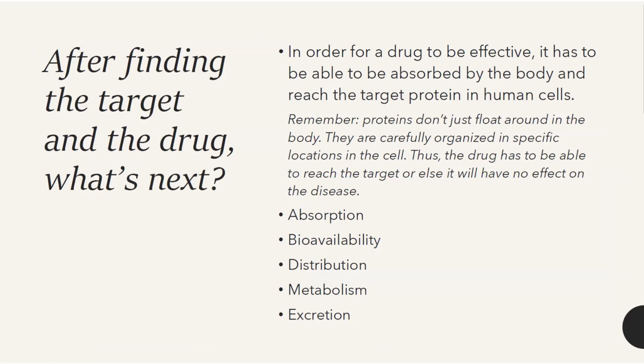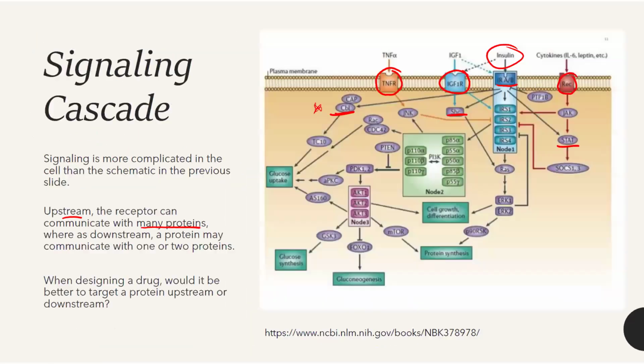Now, after we've actually found our target and the drug, what do we need to do? In order for a drug to be effective, it has to be able to be absorbed by the body and reach the target protein in human cells. So before I proceed there, everything that I'm talking about here with respect to, hey, this is the protein that we're going to look at, and here's the drug that we're going to use.